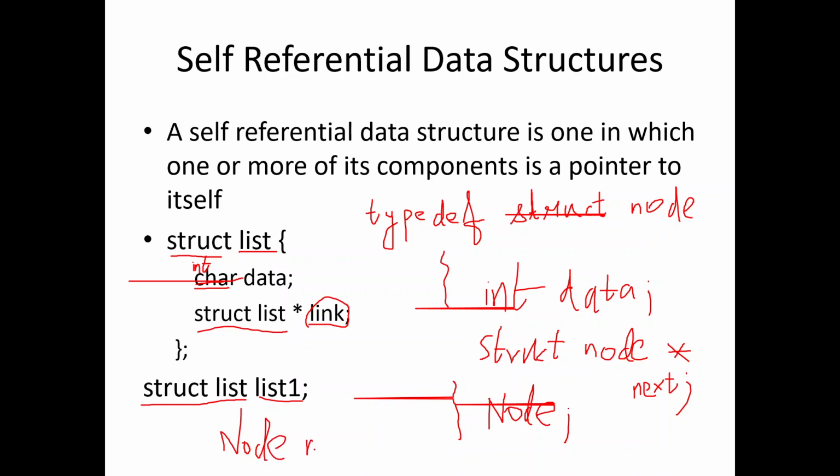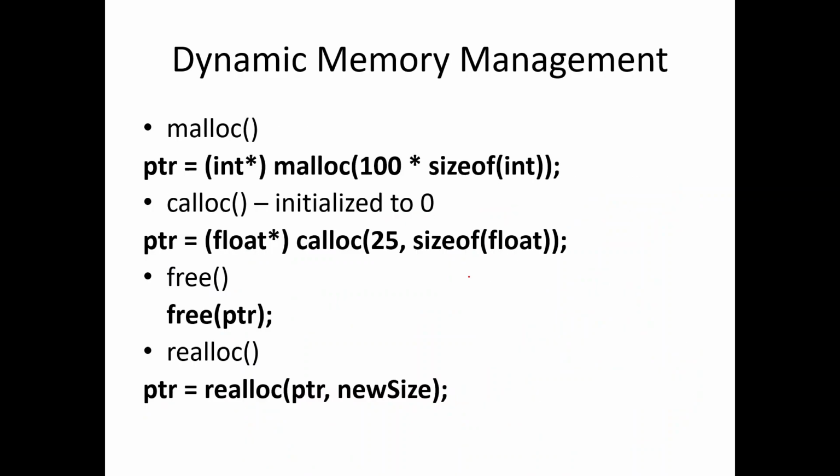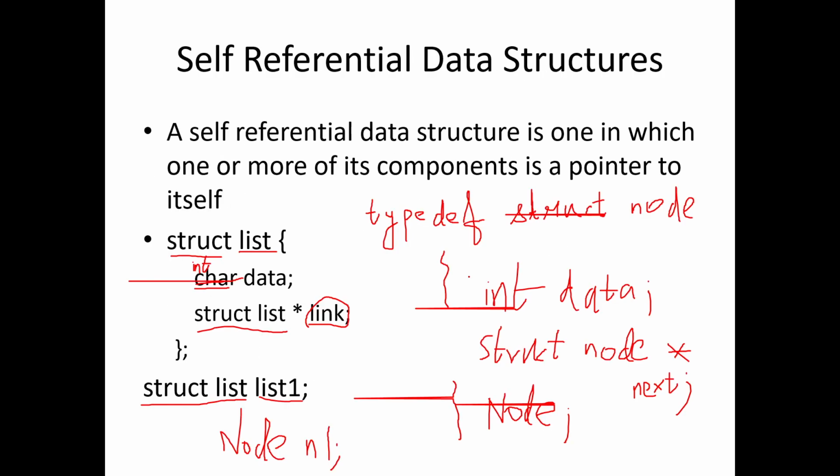So this is another way of declaring a node type. Okay, so these are different ways of declaring nodes. Now, next we will move on to dynamic memory allocation, which again we had discussed in class. And here we had this declaration, that is struct list followed by the variable name.